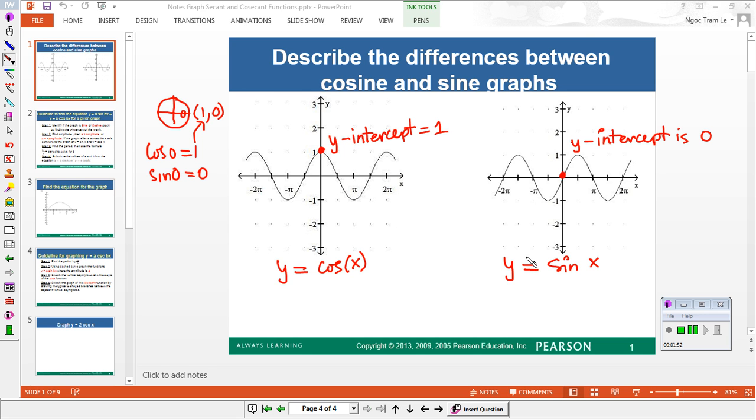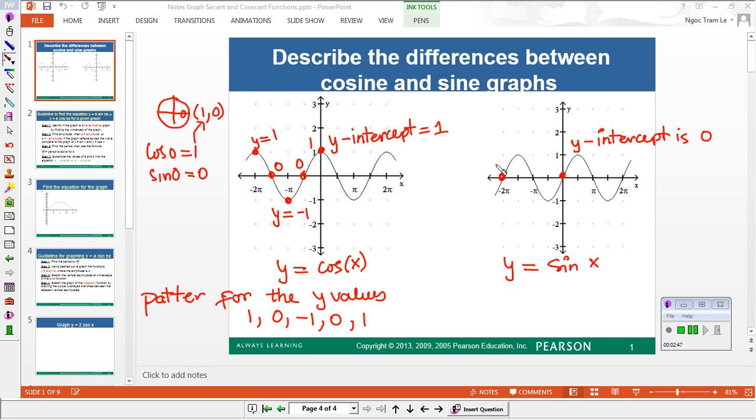They have different names. Okay, and also let's talk about the pattern for the y values. Let's start with here. Right here, my y value is 1, 0, -1, 0, and 1. So for the cosine you have 1, 0, -1, 0, and 1. Now let's go to the sine. You can see that the y value is 0, 1, 0, -1, 0. So you have 0, 1, 0, -1, 0. So the two graphs have a different pattern of the y values.